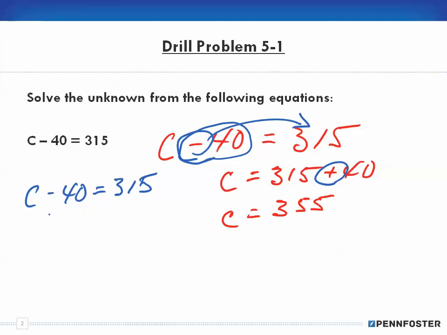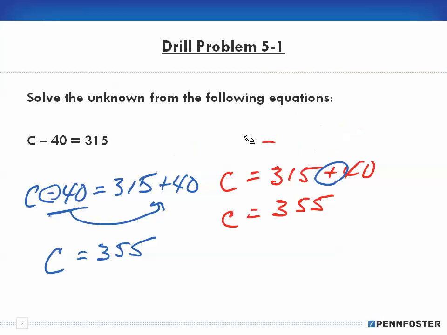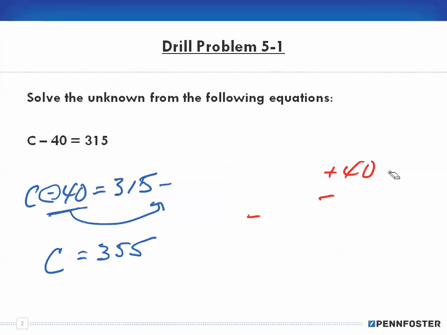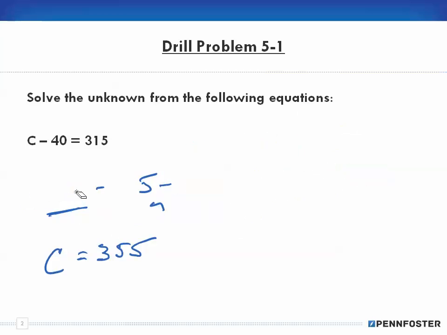But all I'm doing is taking the minus 40 and putting it on the other side of the equal sign. When I do that, I change the minus sign to a plus sign. And so I have C left on the left-hand side, and I have 355 on the right-hand side. Now, let me erase all of this and show you the actual math behind it.